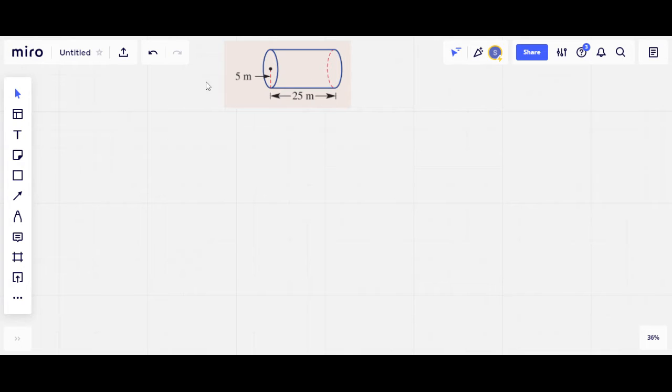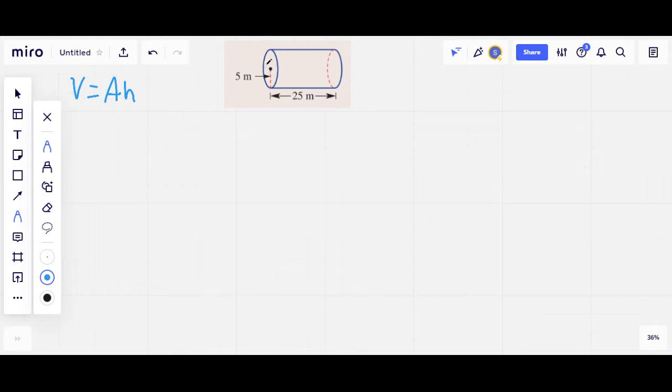So in this video, we're going to have a look at finding the volume of a cylinder. So if we remember back, our volume formula for a prism is V equals A by H, or we could just write it as AH. So volume is equal to area by height.